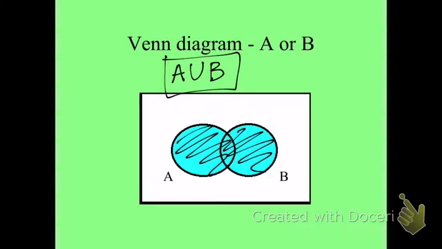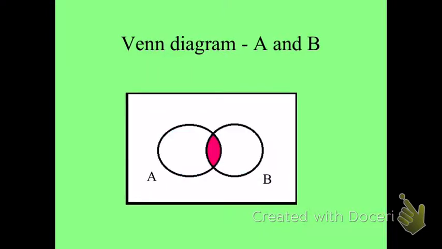So when you have A or B, you shade all of A and all of B, and also the intersection is shaded. That's A or B. A and B looks like this. And that just means that just the middle section is shaded.